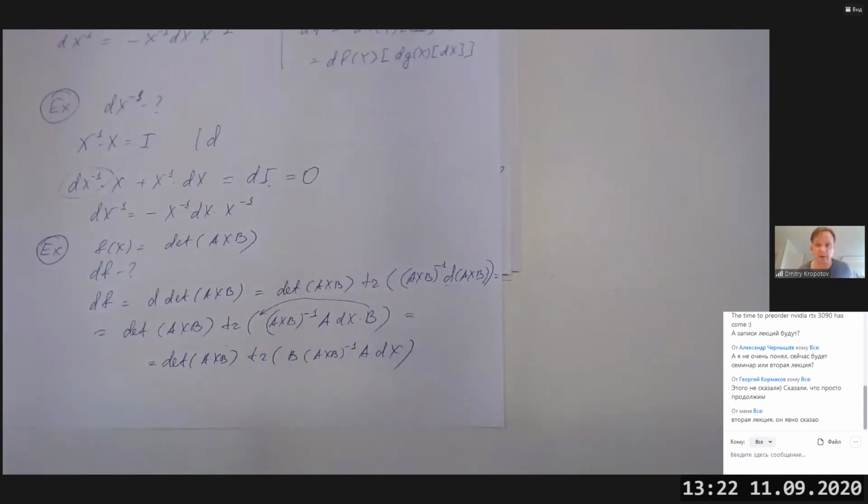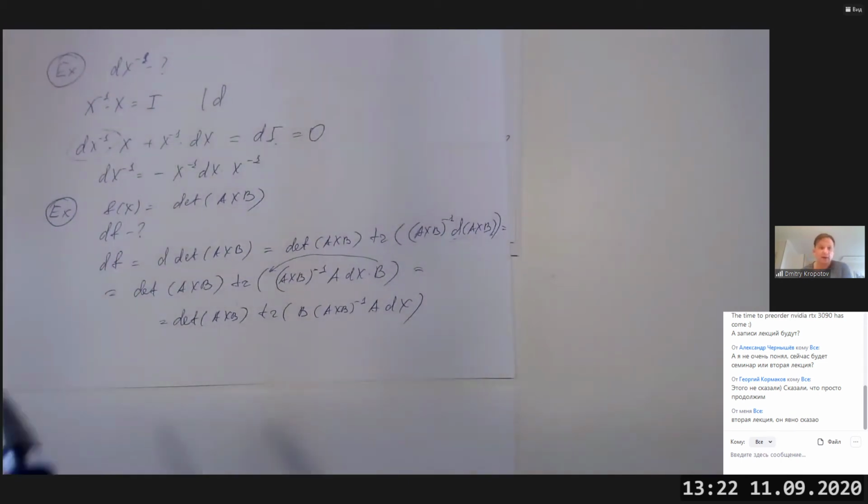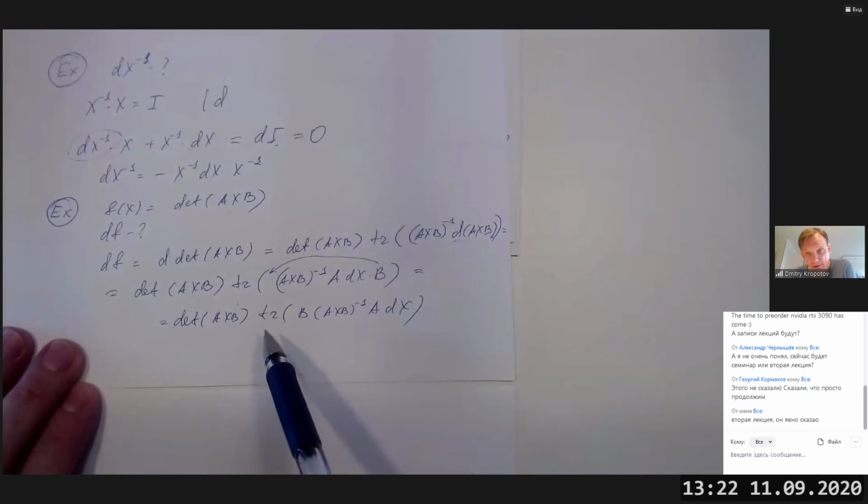So just in a couple of lines, we calculate the differential of quite a complex expression involving determinants and some matrices. So you see, very easy. However, to the current point, we are still not able to calculate the partial derivative of f with respect to x.